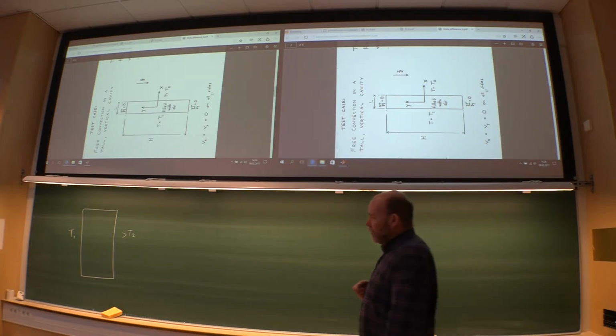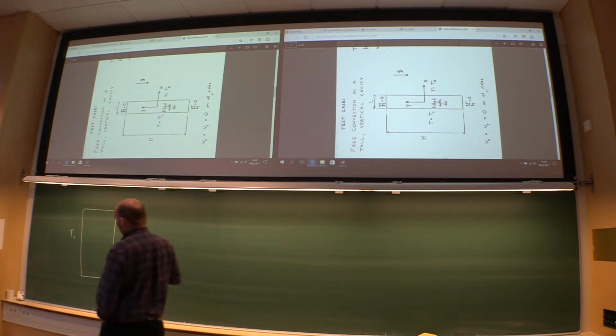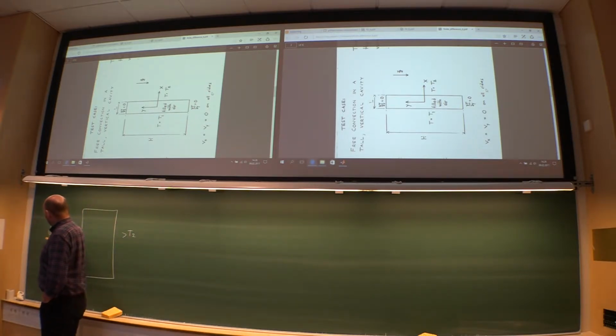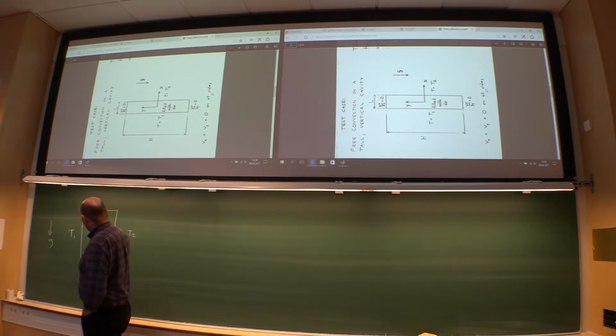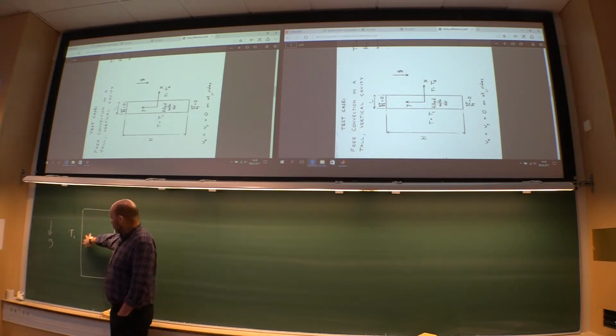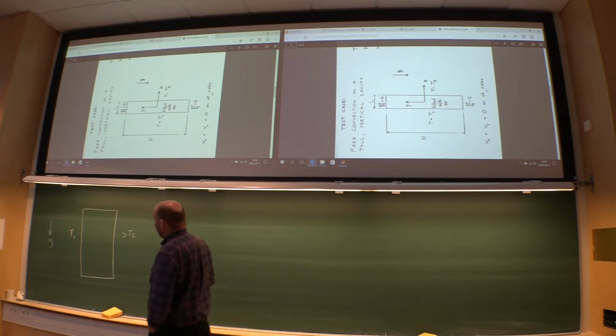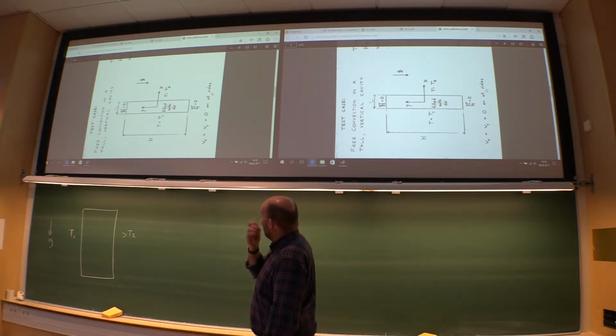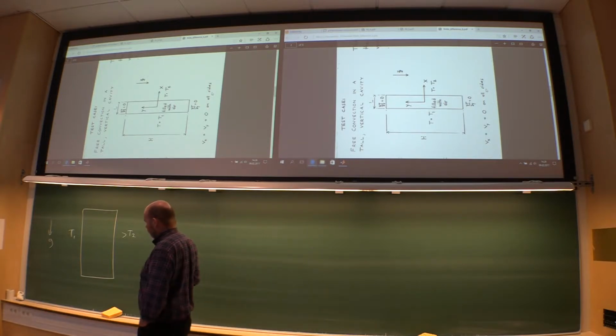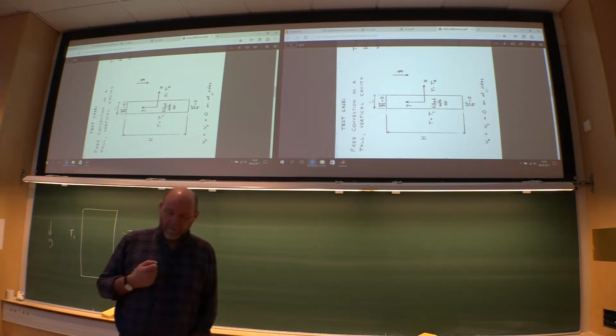So gravity, of course, needed. The fluid to the left is going to be heated by the wall. It's going to rise up and then make the turn and then go down. Insulated at the top and at the bottom. So that should be your computational domain. Very nice cavity case, 4 walls, very easy.